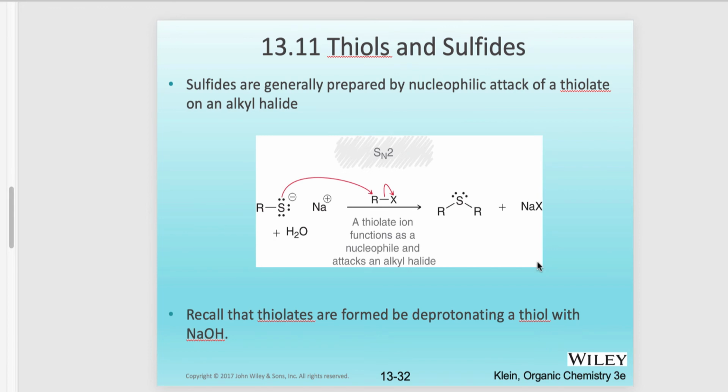Generally, we prepare sulfides through, again, an SN2 reaction, as we have learned here, and that's why it's important to draw Lewis structures. Again, this is delta plus, this is delta minus. These are all your SN2 reactions from Orgo 1. We can now make a new bond, and here we are with that product. Recall that thiolates are formed by deprotonating a thiol with sodium hydroxide. So this should be a bi.